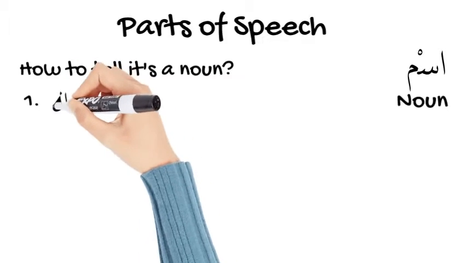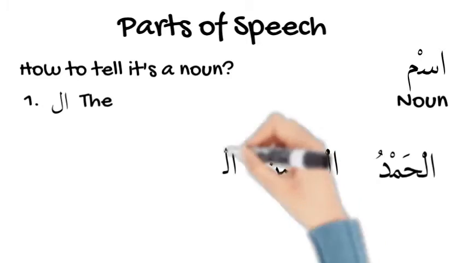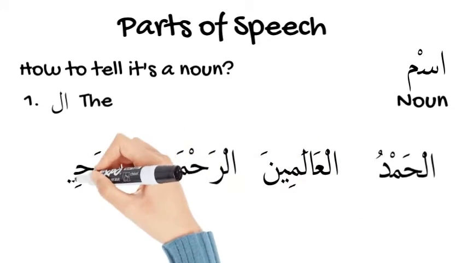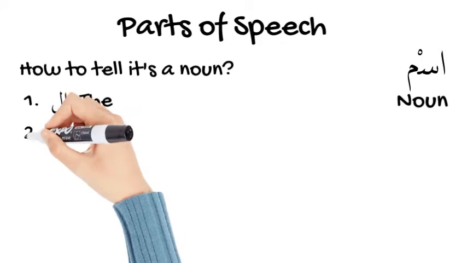Well, first, if you find an alif lam, which means the, in the beginning of that word, this will have to be a noun. Verbs and particles cannot have an alif lam. So examples from the Quran, from Surah Al-Fatiha, would be Alhamdu, Al-Alamin, Ar-Rahman, Ar-Rahim. Those are all nouns.